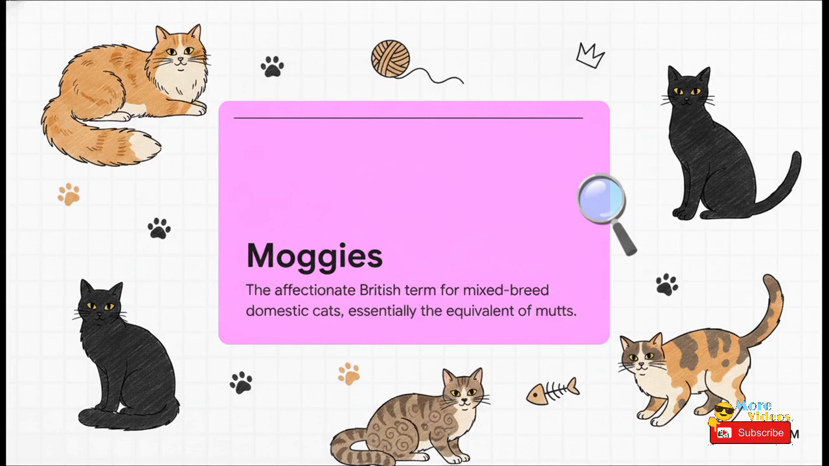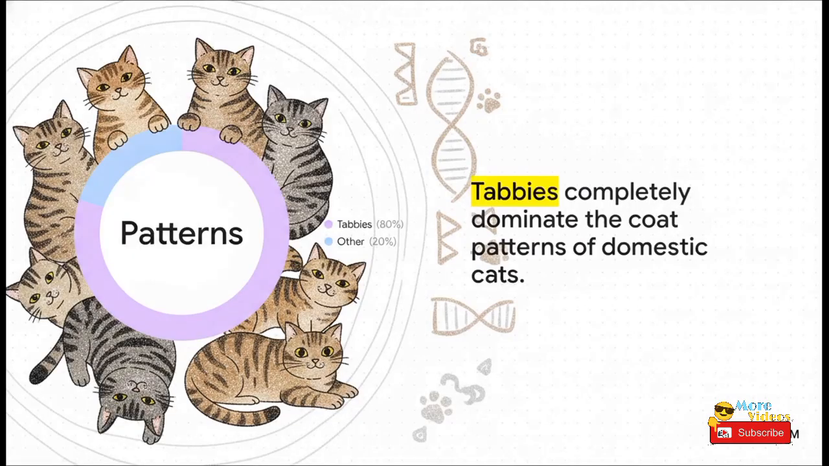And because they aren't selectively bred for specific appearances, these kitties come in a wildly unselected, entirely natural variety of beautiful patterns and colors. Now check out this overwhelming dominance. 80% of domestic cats are tabbies. A tabby is simply any mixed breed with a striped pattern on its coat. This massive percentage proves just how incredibly resilient those ancient, stripy camouflage genes from their wild ancestors truly are. I mean, they have survived thousands of years of domestication completely intact.